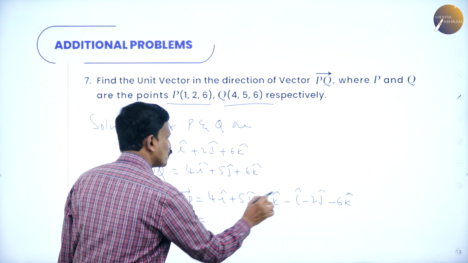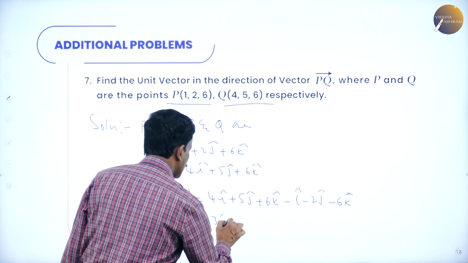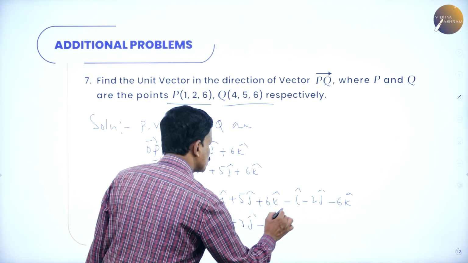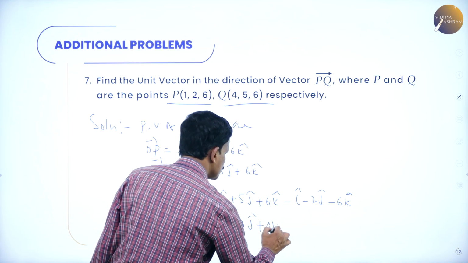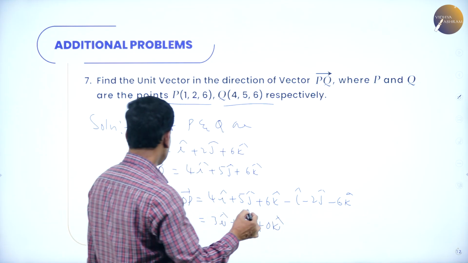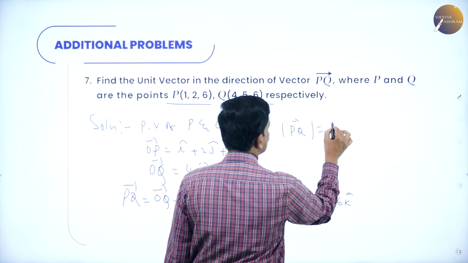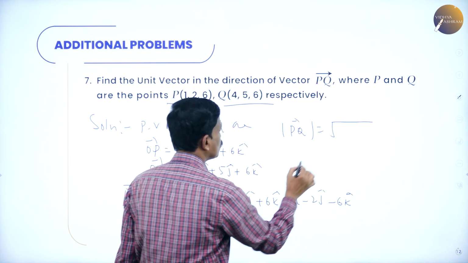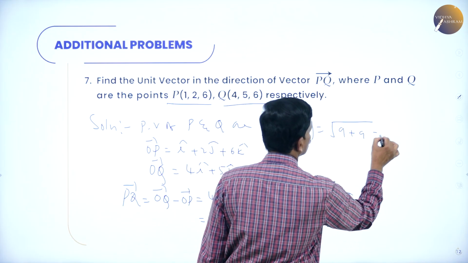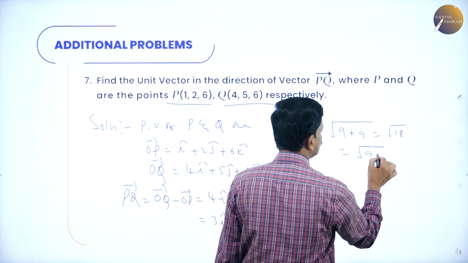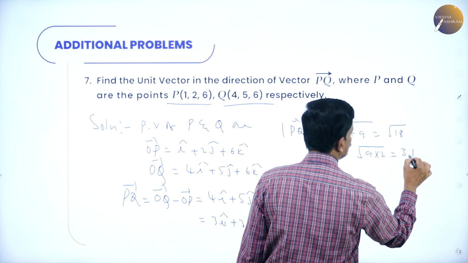So this is equal to 4 minus 1 is 3i cap, 5 minus 2 is plus 3j cap, plus 6 minus 6 gets cancelled, this is 0k cap. Now find out the magnitude. Magnitude of vector PQ is equal to square root of 3 square is 9 plus 9, this is root 18. 18 can be written as 9 into 2, this is 3 root 2.